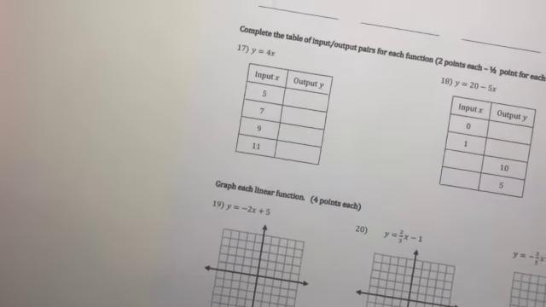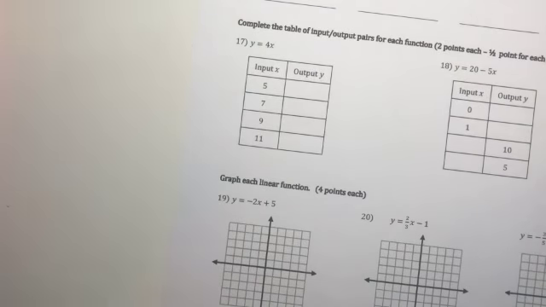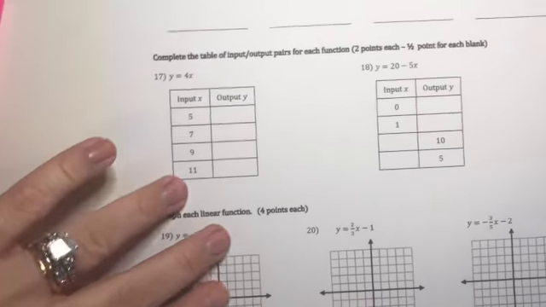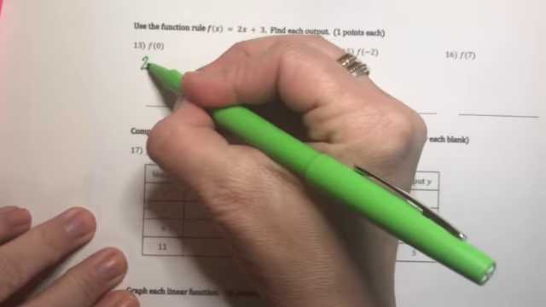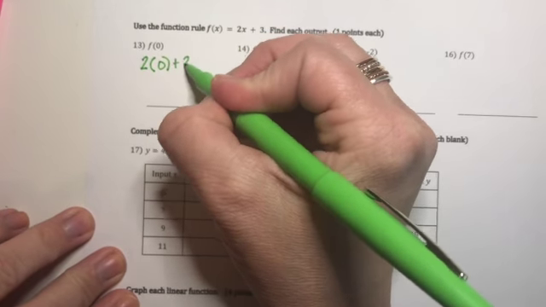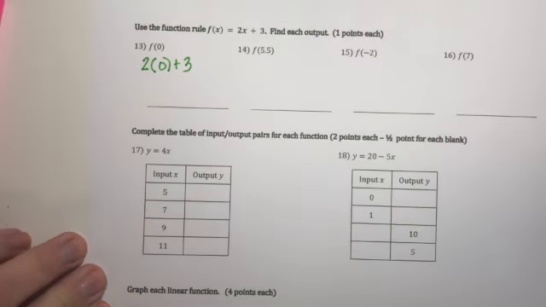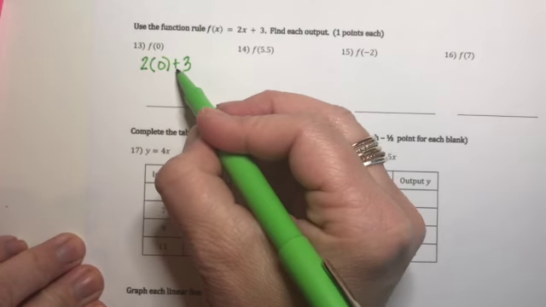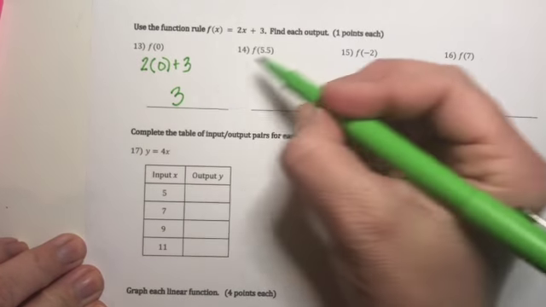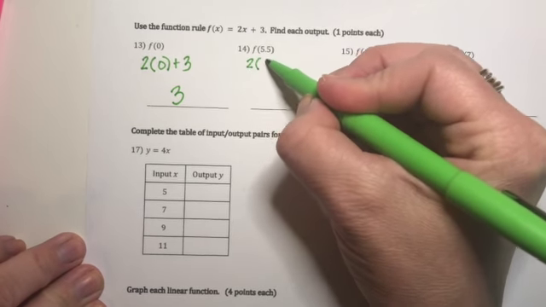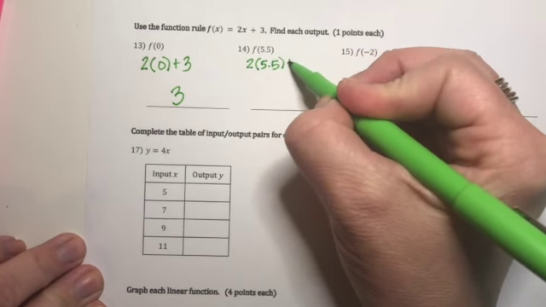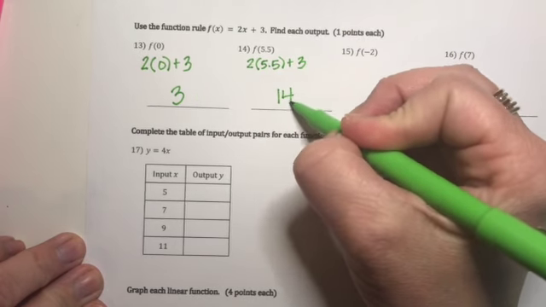Okay, next page. It says use the function rule f of x equals 2x plus 3 and find each output. So 2 times 0 plus 3, because we're figuring it out for x is 0. So 2 times 0 is 0, 0 plus 3 is 3. Well, what if x is 5.5? 2 times 5.5 is 11, 11 plus 3 is 14.